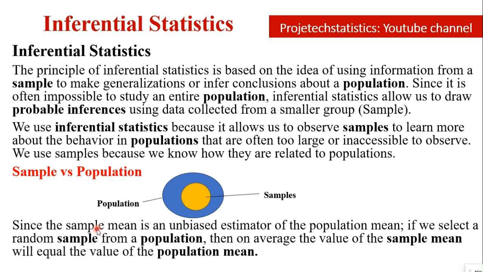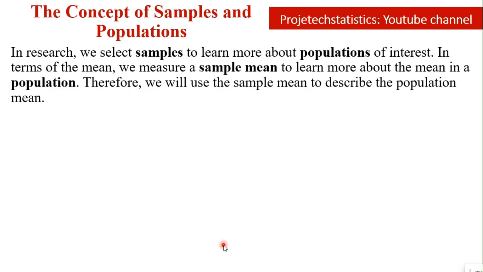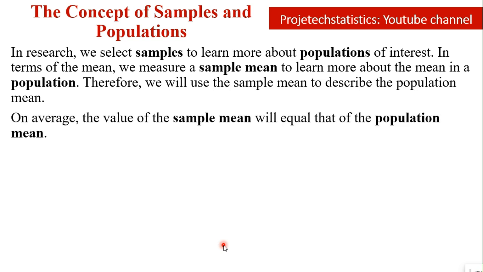Now, since the sample mean is an unbiased estimator of the population mean, if we select a random sample from a population, then on average, the value of the sample mean will equal the value of the population mean. So in research, we select samples to learn more about populations of interest. So in terms of the mean, we measure a sample mean to learn more about the mean in the population. Therefore, we use the sample mean to describe the population. On average, the value of the sample mean will equal that of the population mean.